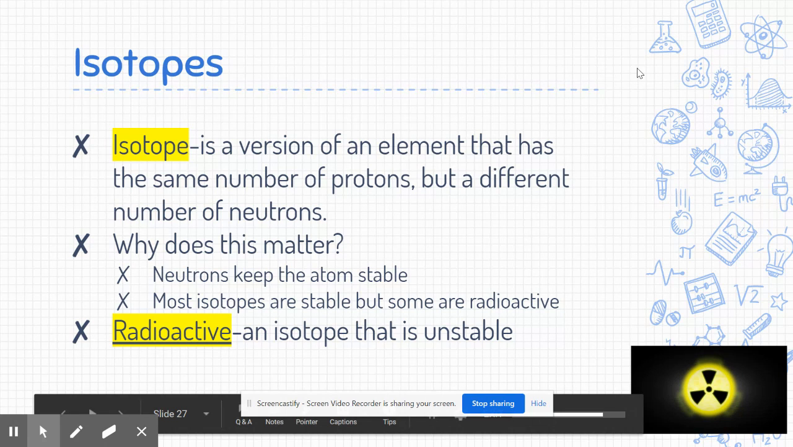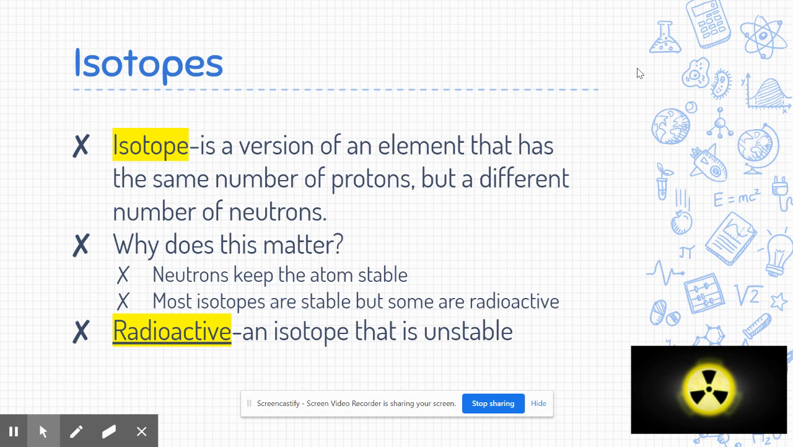So what are isotopes? An isotope is like a different version of the same element. We know it's the same element because it has the same number of protons. So remember, the number of protons determines which element you are. If you are hydrogen, you have one proton. And if I add a proton, then you're no longer hydrogen, you're helium, and so on and so forth. So changing the number of protons changes the element.